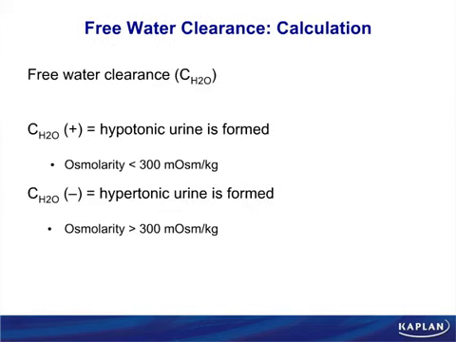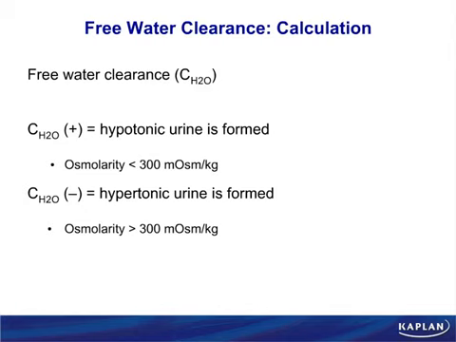So, if you have a negative free water balance, you will be reabsorbing more free water, and that means you will be clearing less free water, and you'll be excreting less free water. And that will give you a hypertonic urine. So you will see a negative free water balance will tend to give you a hypertonic urine, because there's less free water in the urine, there's more free water being reabsorbed, and you are clearing less free water.